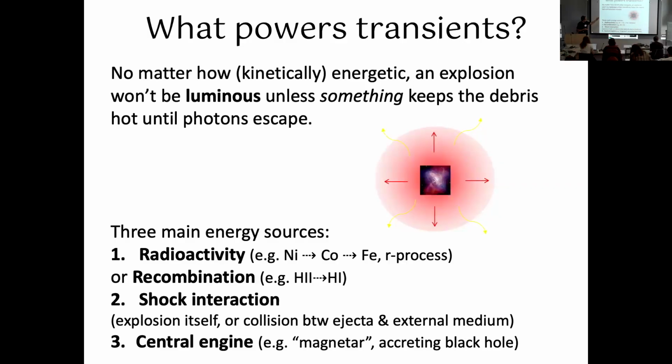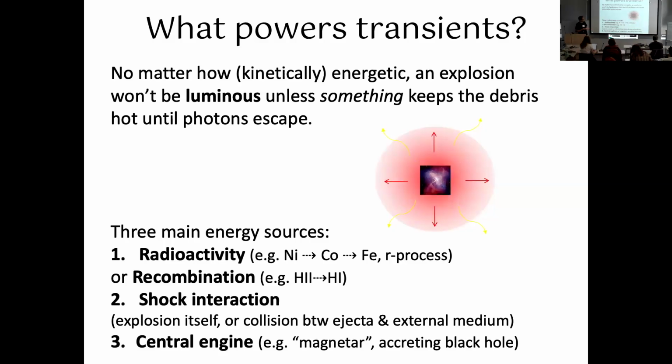And there are really three energy sources which can be heating the ejecta. One of these is radioactivity, so nickel decaying to cobalt decaying to iron. This powers Type 1a, and in other types, after the plateau in Type 2s, we see this, or r-process from kilonovae. I guess in the same category of internal energy sources, I would put recombination. So if hydrogen recombines into neutral hydrogen, that releases enough energy in luminous red novae to make them bright. So radioactivity is one source of energy.